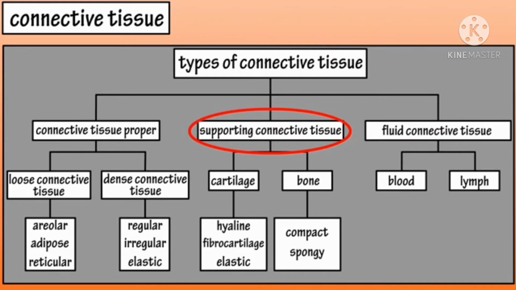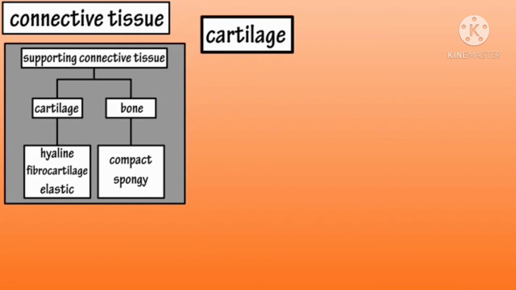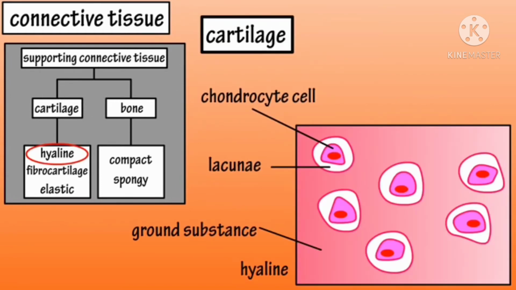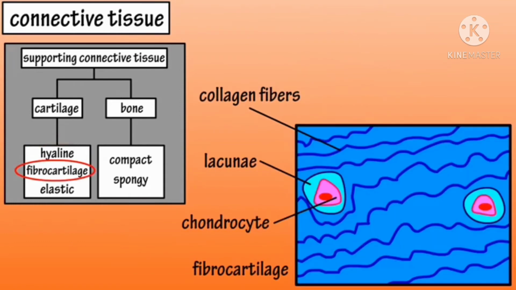Next we are going to discuss supportive connective tissue. Supportive connective tissue, or skeletal tissue, is divided into two: cartilage and bone. Cartilage is again divided into three: hyaline, fibrocartilage and elastic. Hyaline cartilage has a very poor blood supply and is slow to heal if anything happens. It is found in the nose and respiratory passage.